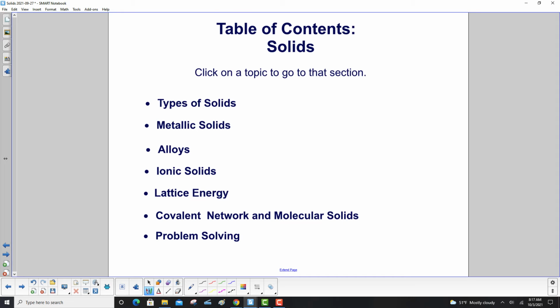Solids. Types of solids, and then we'll go into some more detail on the types of solids. Metallic solids, alloys, ionic solids, a little bit about lattice energy, then covalent network and molecular solids, and finally we'll have some problems at the end.